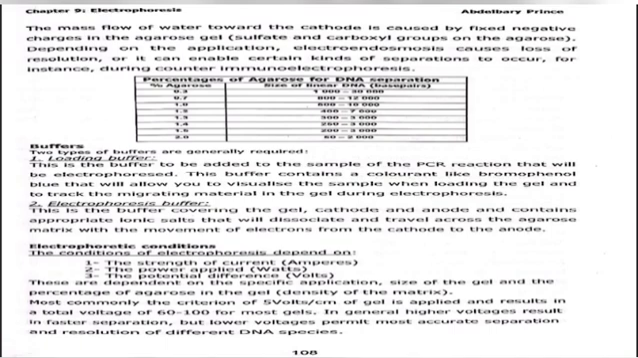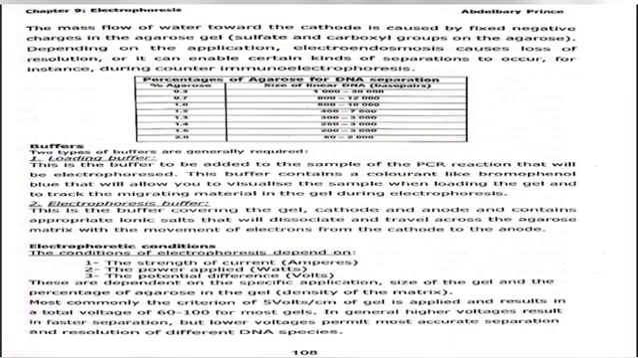One, loading buffer. This is the buffer to be added to a sample of the PCR reaction that will be electrophoresed. The buffer contains a colorant like bromophenol blue that will allow you to visualize the sample when loading the gel and to track the migrating material in the gel during electrophoresis. Two, electrophoresis buffer. This is the buffer covering the gel, cathode and anode, and contains appropriate ionic salts that will dissociate and travel across the agarose matrix with the movement of electrons from the cathode to the anode.